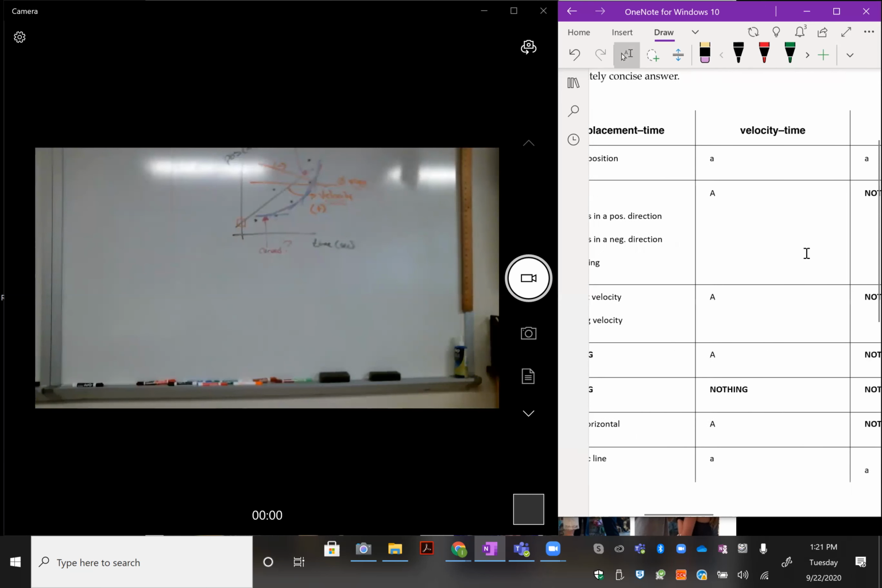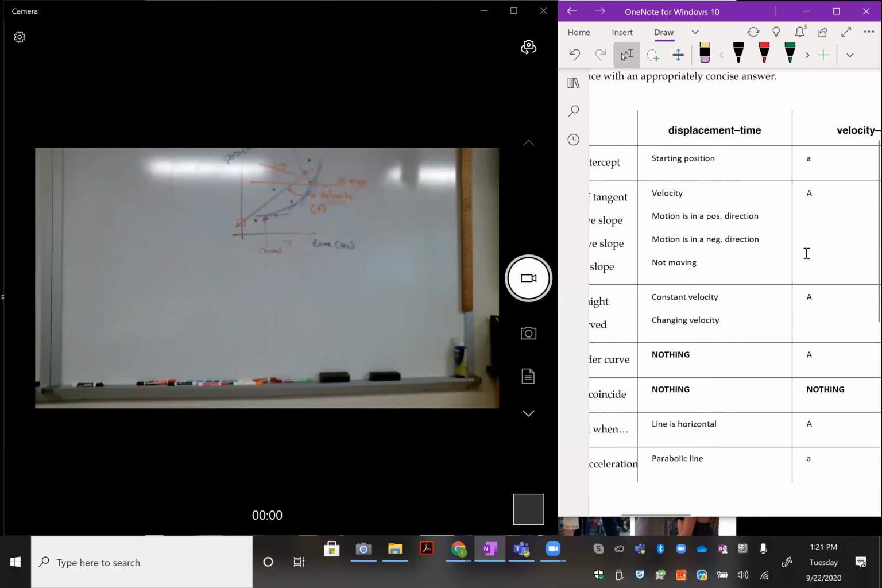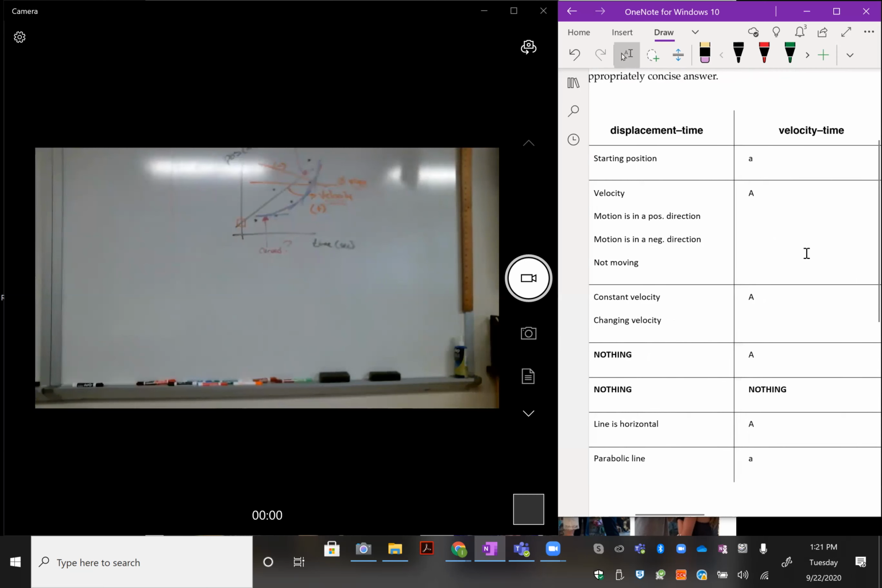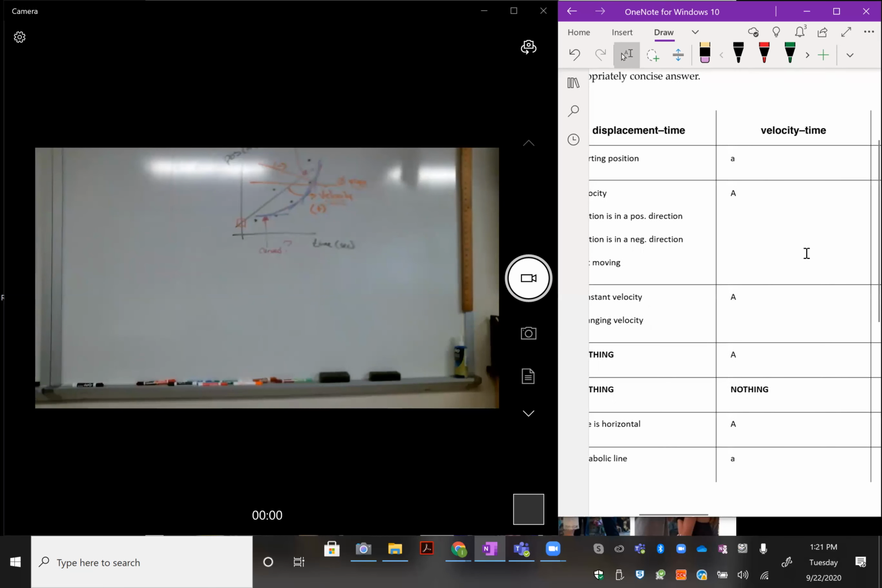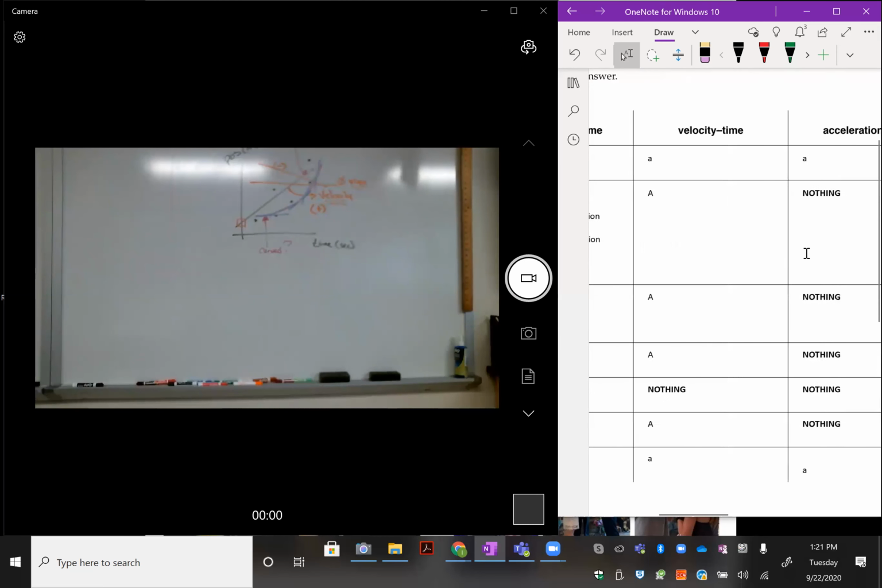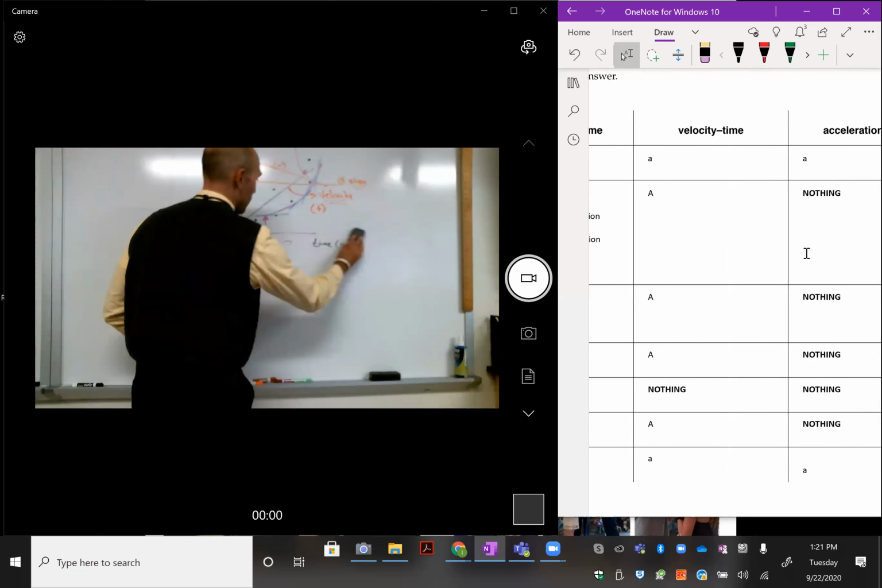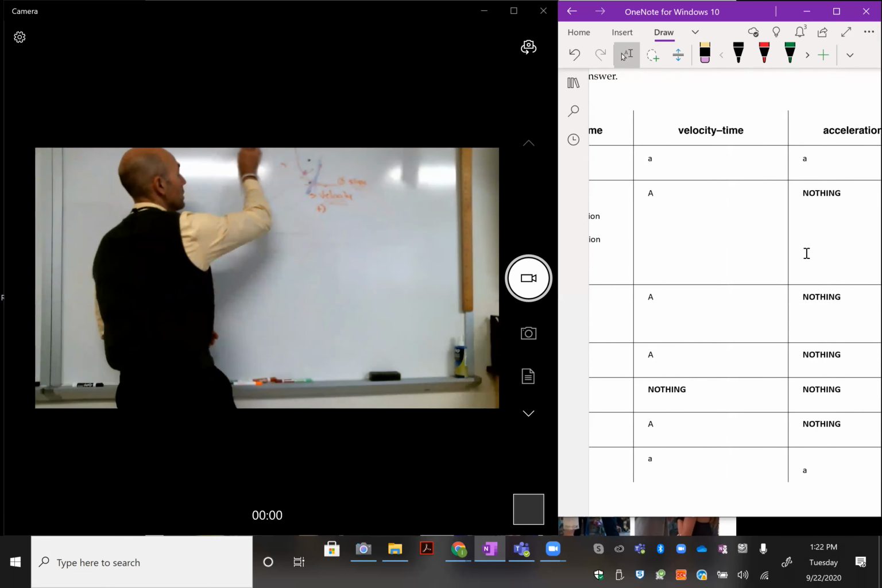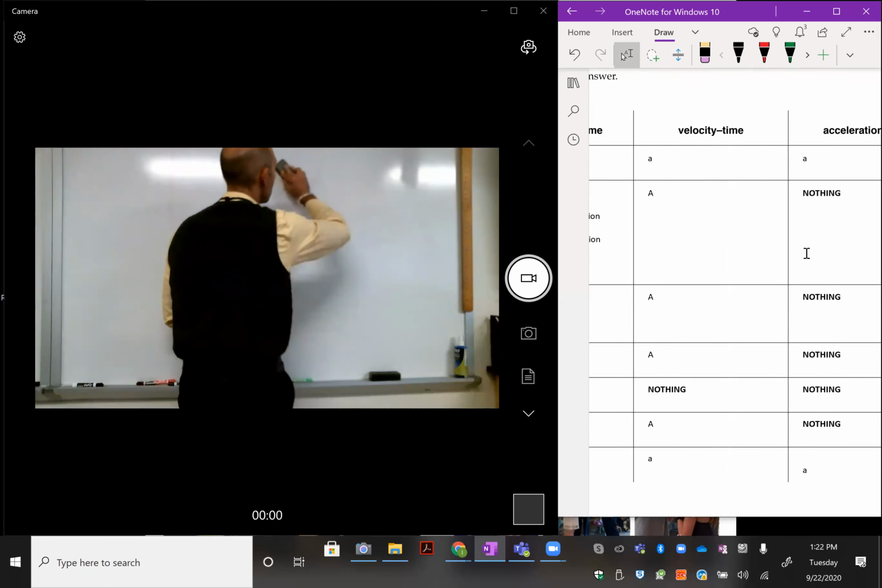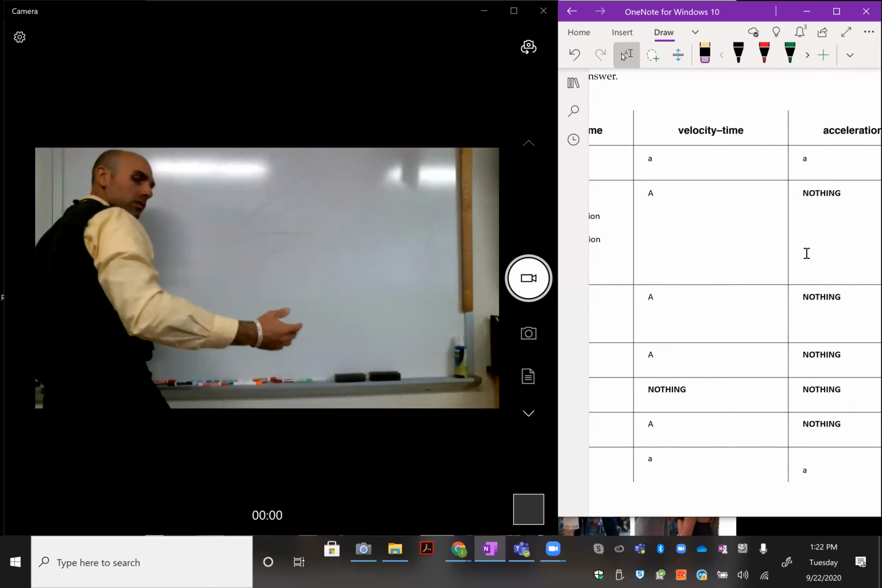Let's move over to a velocity versus time graph. So let me get up here and we're going to draw this velocity versus time graph. Erase this all out.